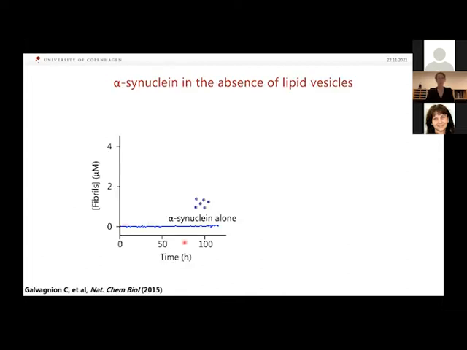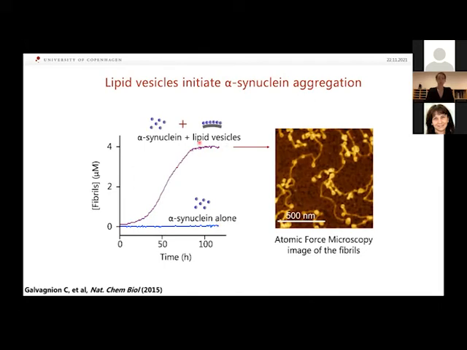For those of you who work with alpha-synuclein, it is known that the protein doesn't form amyloid fibrils even for 100 hours if it is incubating on its own under quiescent conditions at neutral pH. However, if the protein is incubated in the presence of a specific type of lipid vesicle, not all of them, the protein forms amyloid fibrils, as you can see here. And this is the image of the amyloid fibril formed by alpha-synuclein when incubated with DMPS vesicles.